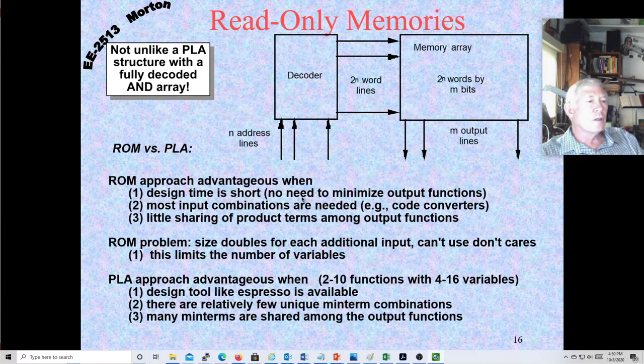But if you don't have most input combinations needed, like if you have a lot of don't cares and you can share terms, then you can do it with individual gates and not have to use a ROM, and you're going to save a lot of hardware if you do that.